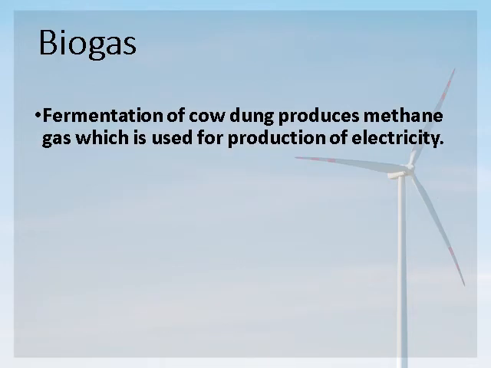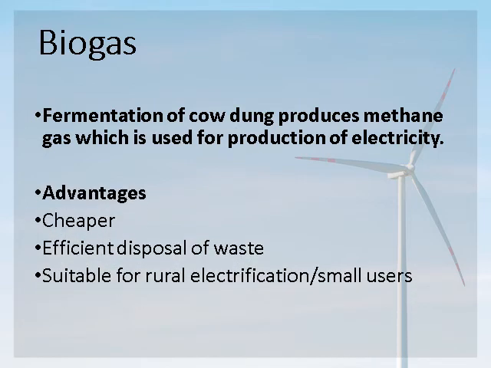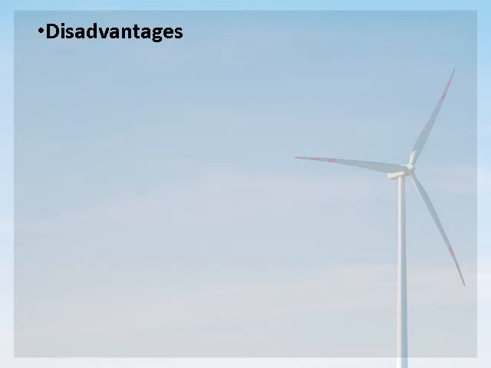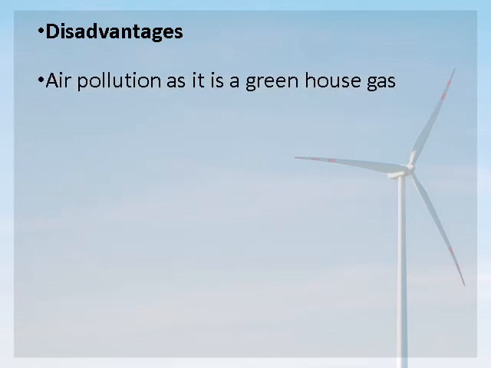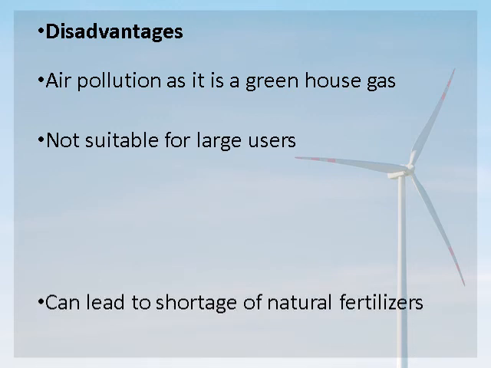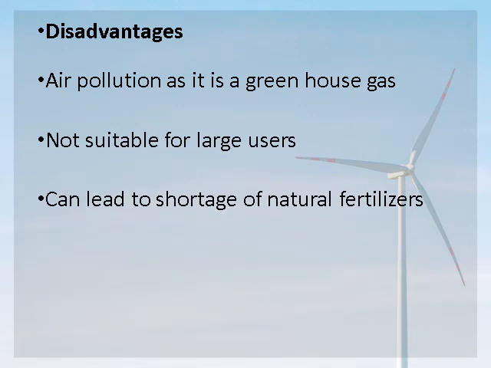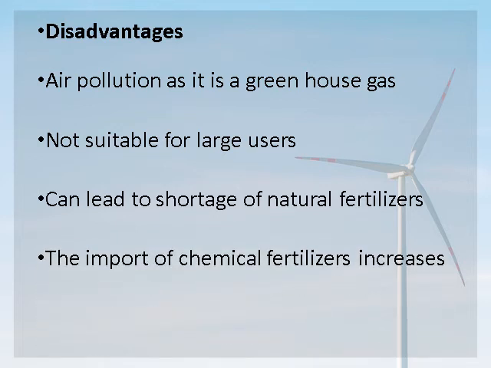Biogas. Fermentation of cow dung produces methane gas, which is used for production of electricity. Advantages of biogas: it is cheaper, efficient disposal of waste, suitable for rural electrification or small users. Disadvantages of biogas: air pollution as it is a greenhouse gas, not suitable for large users, can lead to shortage of natural fertilizers, the import of chemical fertilizers increases.